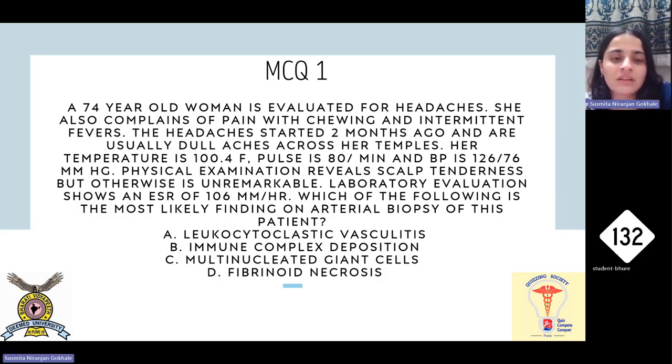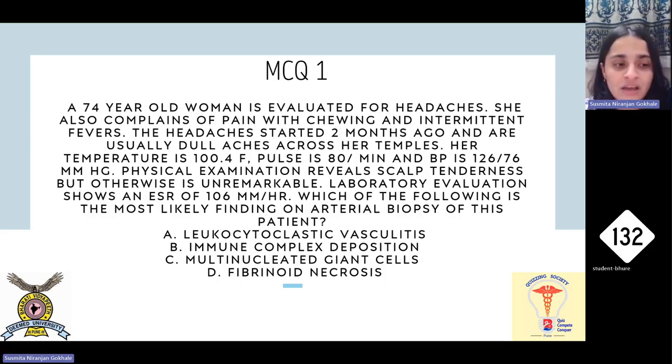So firstly, in this MCQ, as we previously learned in the snippets, we'll read the last line of the question and then go on with the solve. The last line of this question is, which of the following is the most likely finding on arterial biopsy of this patient? Then we'll read the options, which are A, leukocytoclastic vasculitis, B, immune complex deposition, C, multinucleated giant cells, D, fibrinoid necrosis.